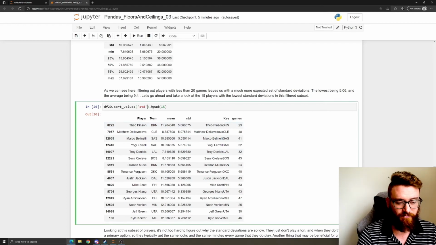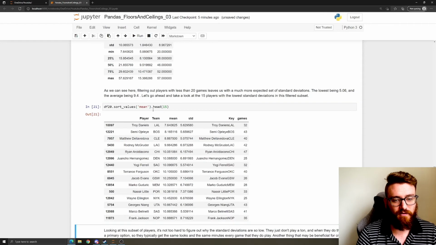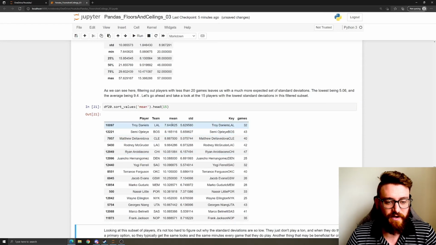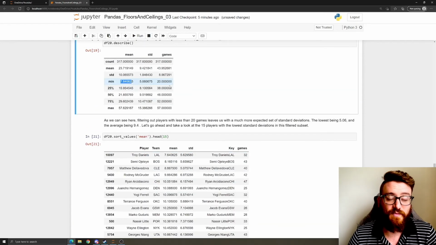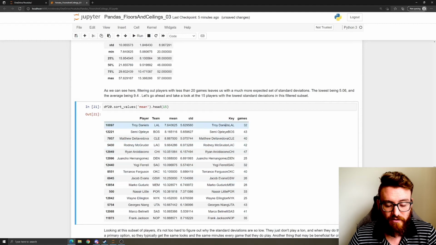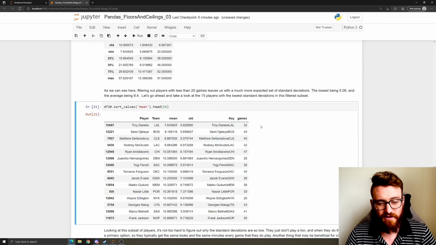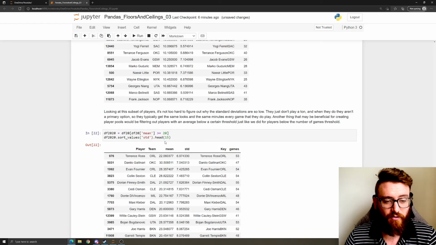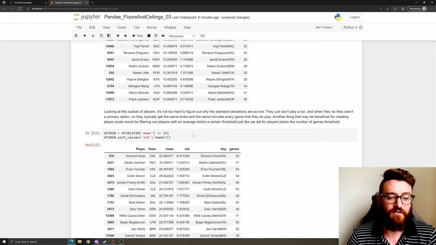If we do sort by the mean, lowest to highest, and we have 7.64 as the lowest mean, which matches here our describe function, so we can feel pretty confident about that. And we've got some overlap here. Games are going to be a little bit more varied, but still quite a few. Nothing major surprising here.